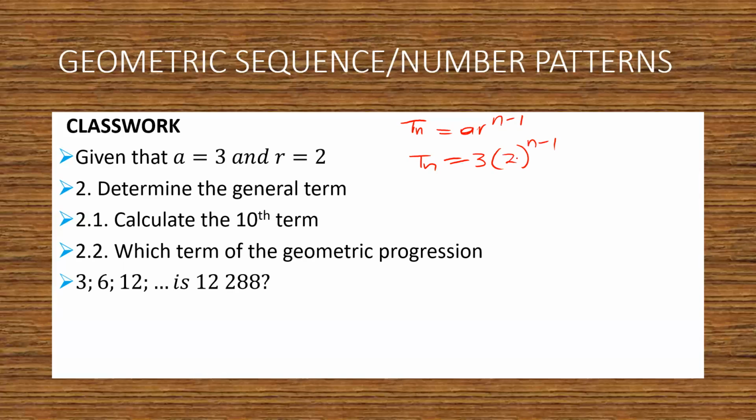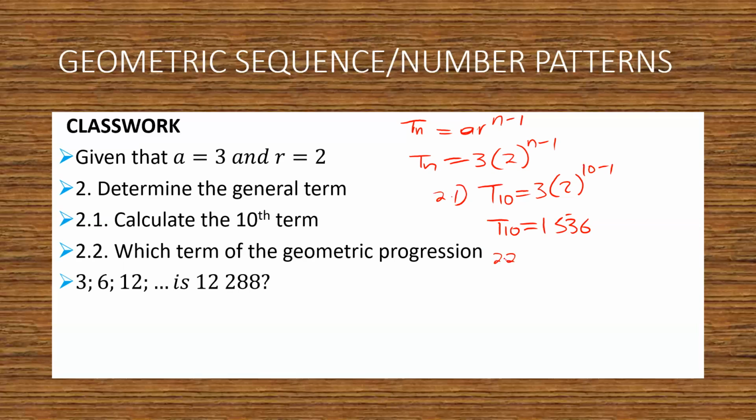And then what are you going to do for 2.1? We're going to substitute 10 into n. So I've got T10 equals 3 times 2 to the exponent of 10 minus 1. Do you agree with me? Yes. What do you get? We get 1536. 1536. Awesome.